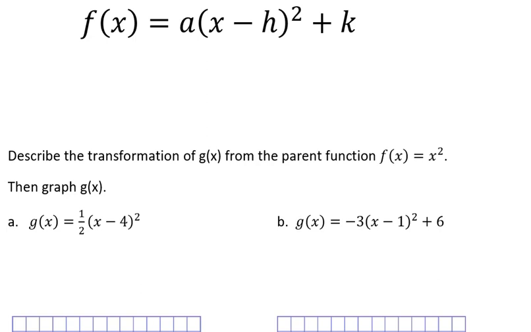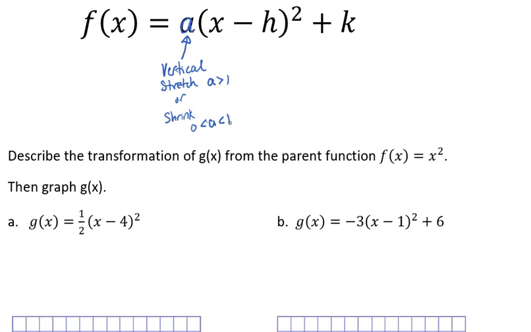So we're going to start with the A value. The A value indicates that there's going to be a vertical stretch or shrink that happens, and we can tell based on the value of our A. For a stretch, our A value is going to be greater than 1. And for a shrink, our A value is going to sit between 0 and 1.